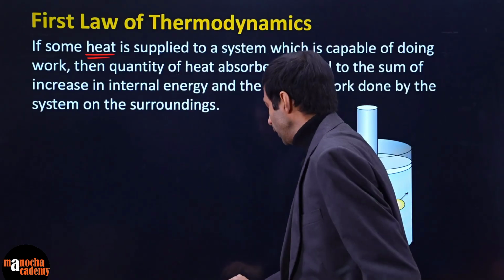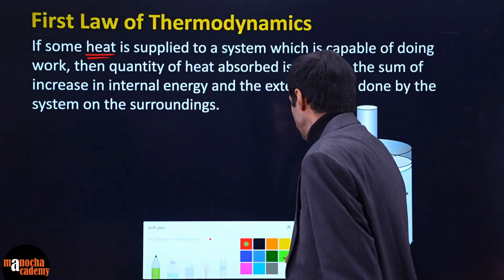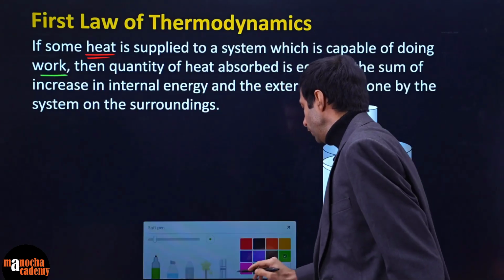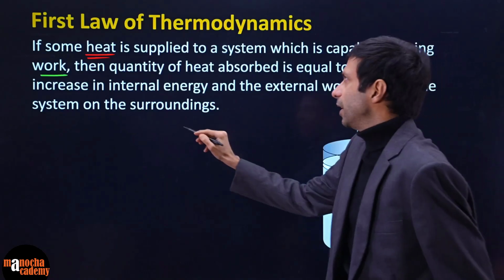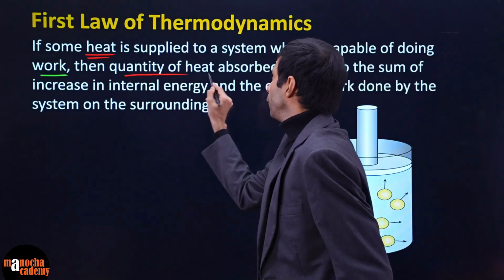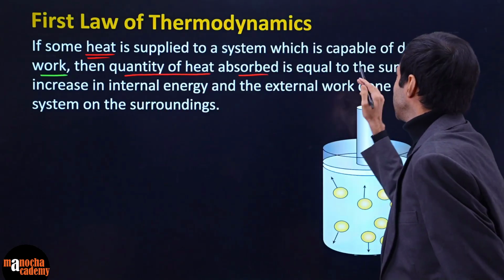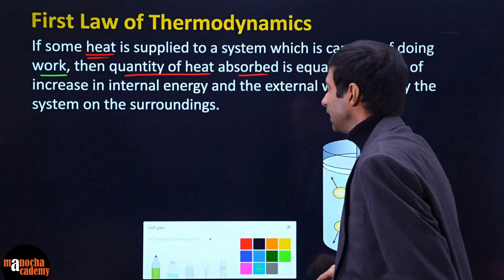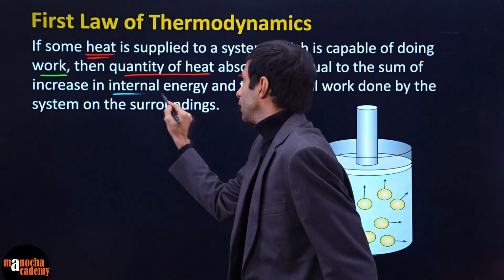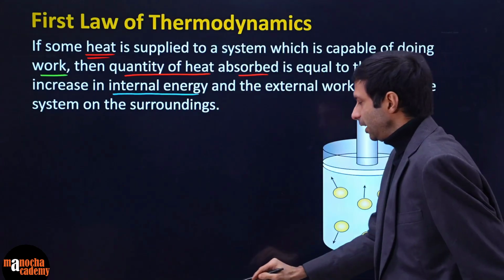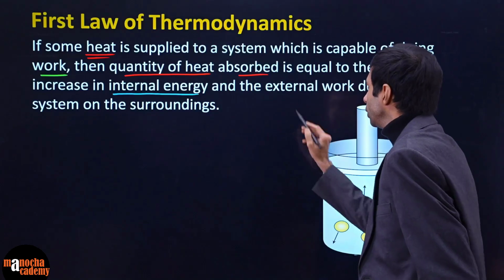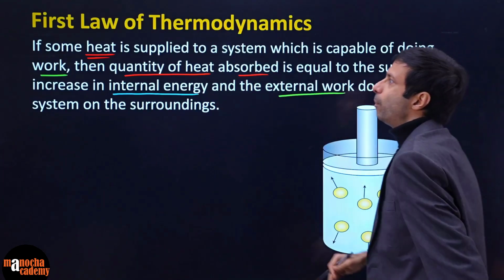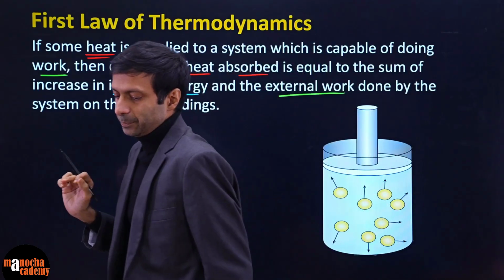So if some heat is supplied and this system is capable of doing some work, then the quantity of heat absorbed is equal to the sum of the increase in internal energy of the system and the external work done. Note these words: internal energy, but external work done by the system on the surroundings.